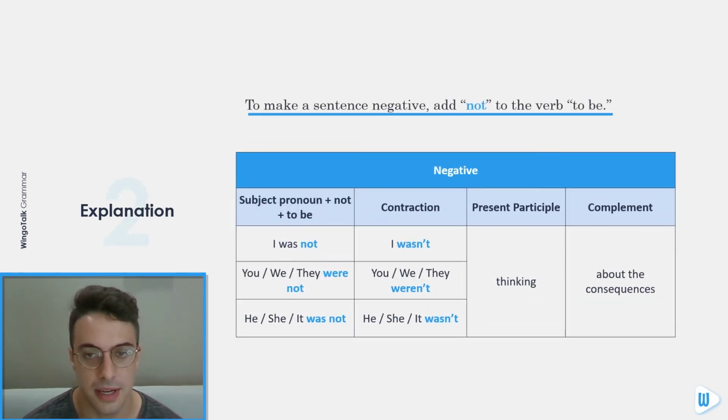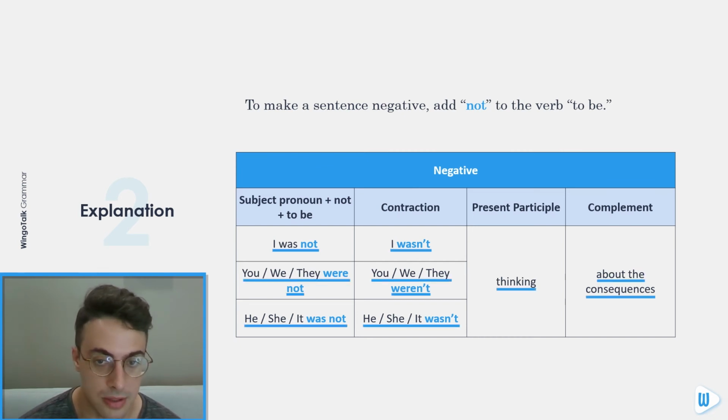To make a sentence negative, add not to the verb to be. Negative: subject pronoun plus to be plus not. I was not, contraction wasn't, thinking about the consequences. You, we, they were not, weren't, thinking about the consequences. He, she, it was not, wasn't, thinking about the consequences.